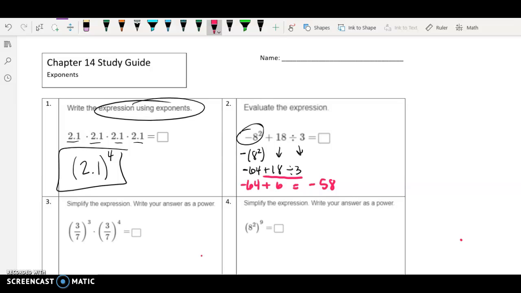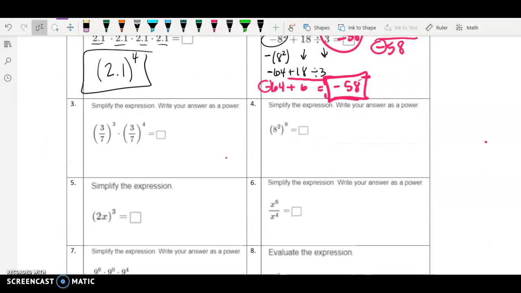Because remember, different signs, one's positive, one's negative. It's like we subtract and keep the sign. So we do 64 minus 6, and we get 58. And then we make it negative because our bigger number was negative. So this is negative 58 as our answer.